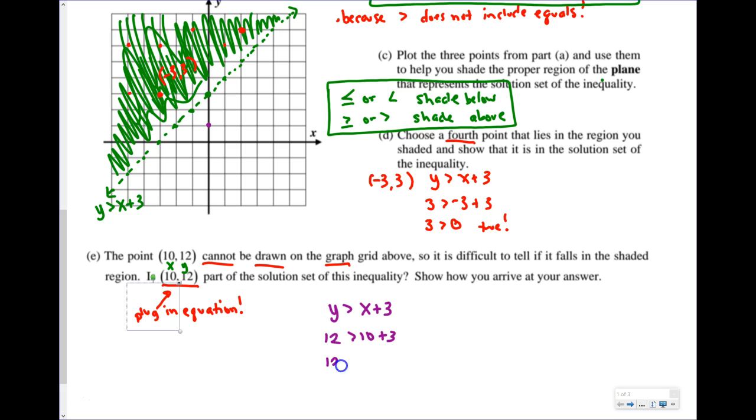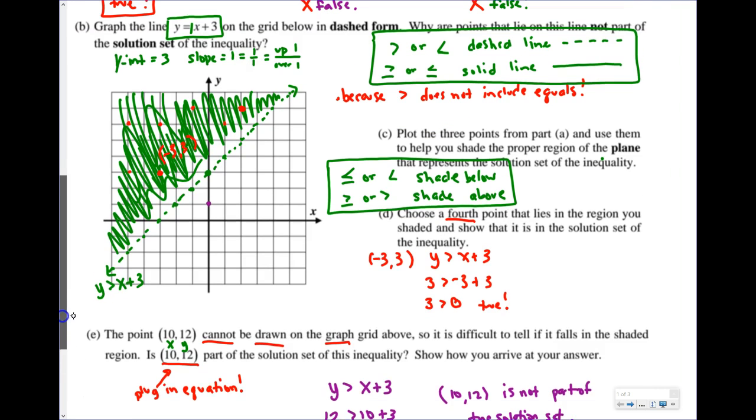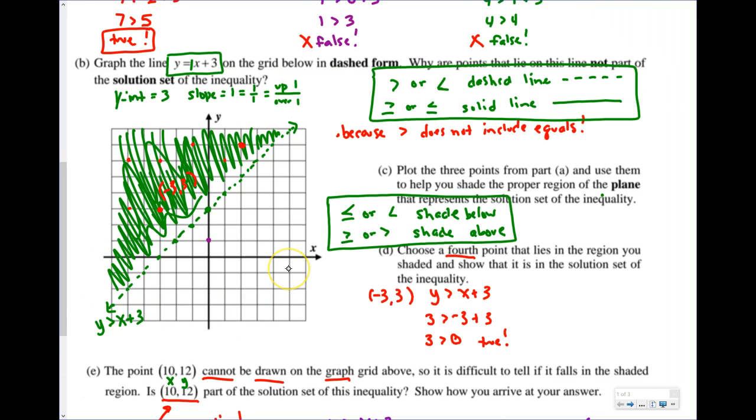So simplify. Is 12 greater than 13? No, it's not. So my answer here is that 10, 12 is not part of the solution set. It would not fall on the shaded area. You have to keep in mind that even though this grid right here is only so big, this graph actually goes on infinitely, right? We can't graph the whole thing infinitely, but it does continue infinitely, all right?